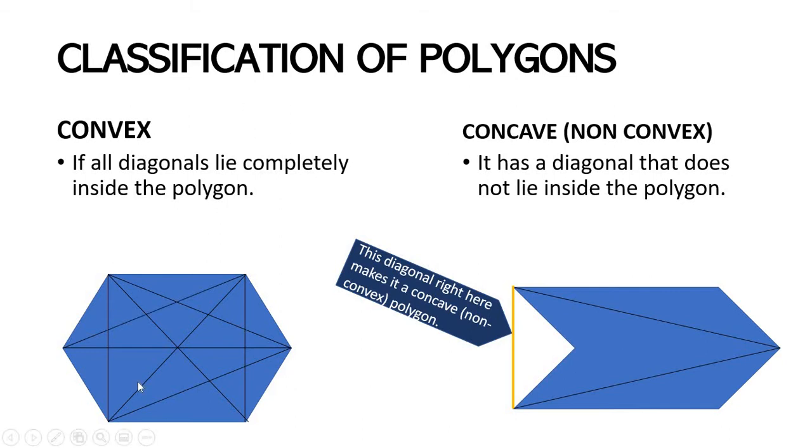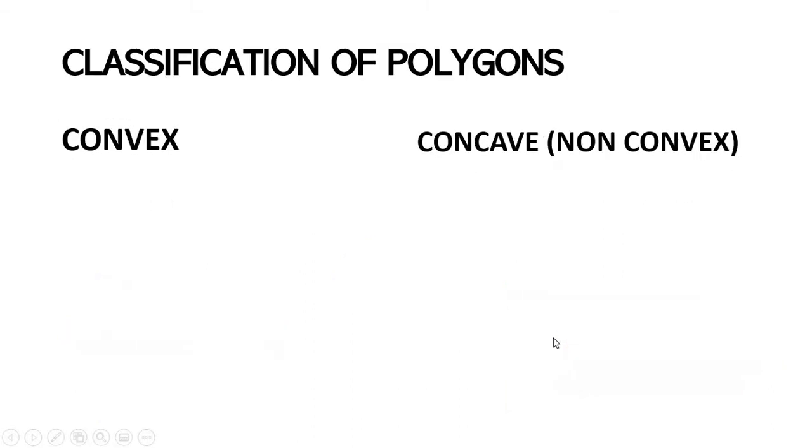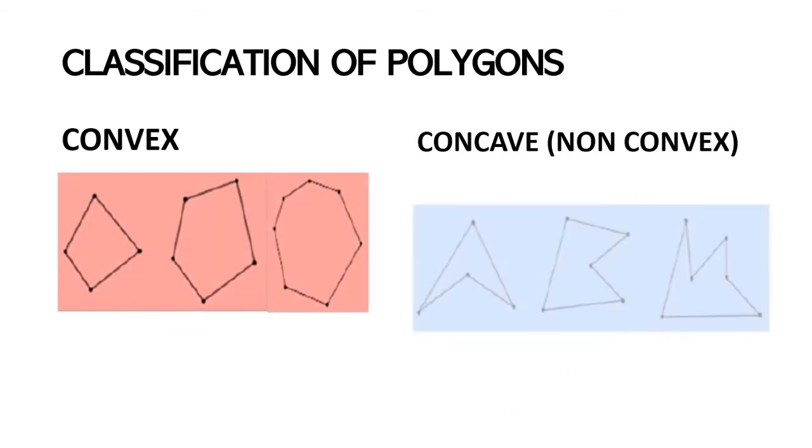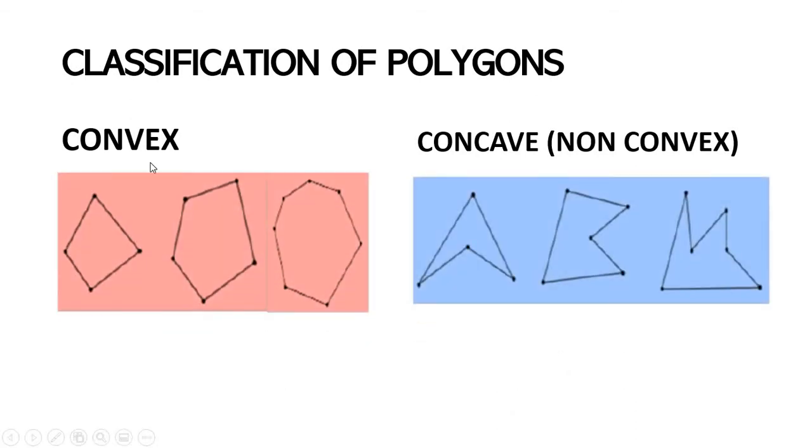okay. So, as we can see here, for the convex, lahat ng mga diagonals ay nasa loob ng polygon. Okay? While, in concave or the non-convex polygon, ayan, hindi ko na nilagay lahat ng diagonals dito. But we have here one diagonal that lie outside the polygon. So, this diagonal here makes it a concave or a non-convex polygon. So, for us to see the differences, ayan, I have here a few illustrations of the convex and the concave polygons.